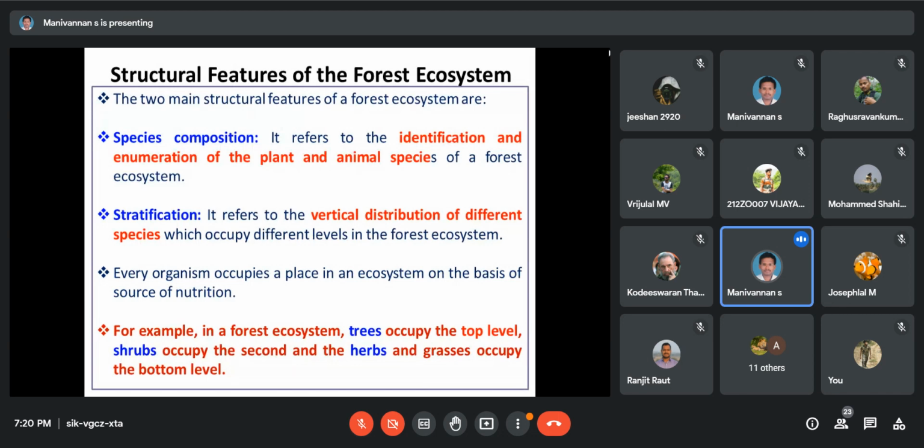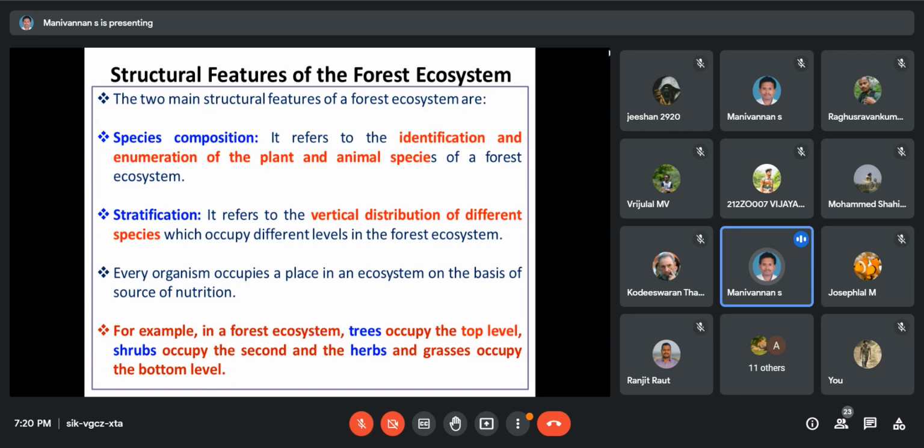Okay, it's clear. Moving to the next slide. Strata means layer. Trees are in the top layer, the shrub, the small plant, is in the second layer, and the herb, which is small, is in the third or bottom level. That is called the stratification of the forest.